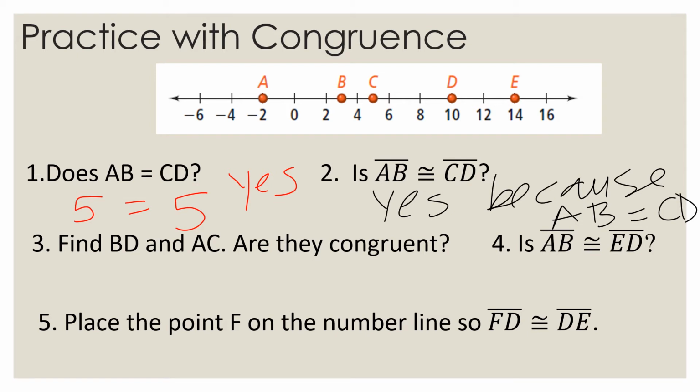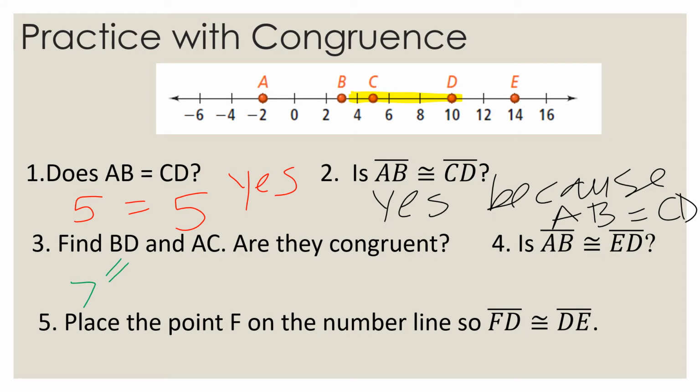Number 3, find BD and AC. If there's no little line above it, we are finding the measure of it, or the distance. So go ahead and try it or count along with me. BD is from here to here. So I go from a 3 to a 10. So that means that BD equals 7.